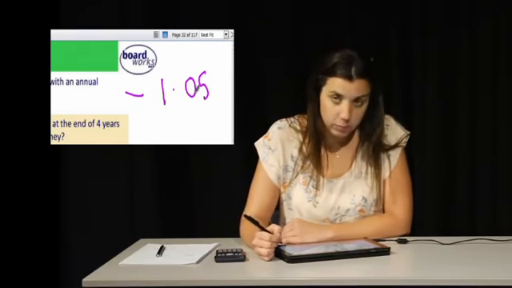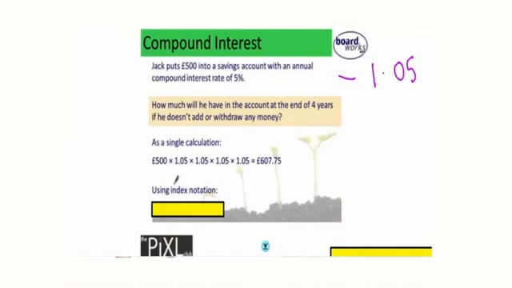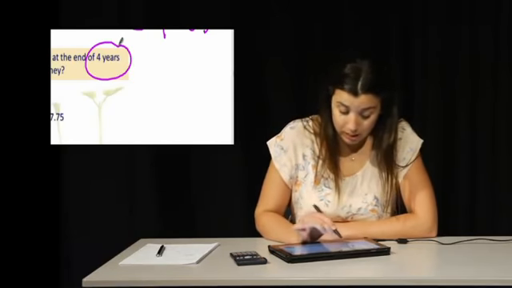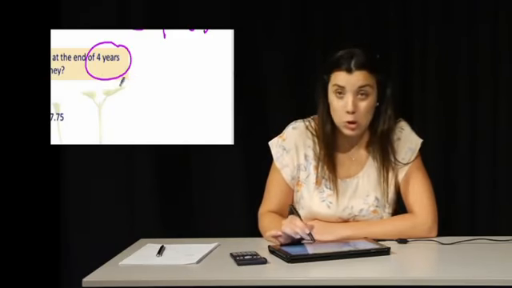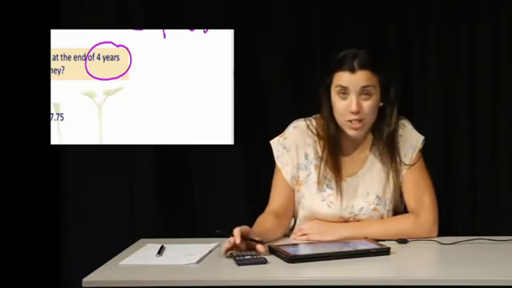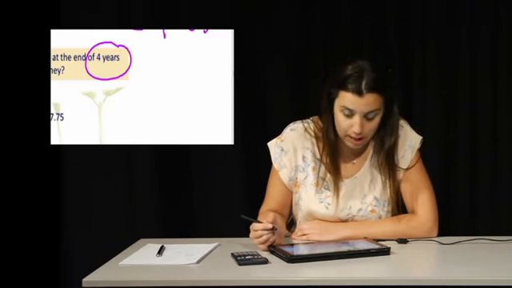There's two ways you can do this. First off, as a single calculation. So £500 is the original amount, multiplied by our multiplier, 1.05, 1, 2, 3, 4 times. That's because we're doing it for 4 years. So this is fine to type into your calculator, provided that this number of years is not too many. If this changes to 20 years or 30 years, for example, you would have to type in 30 times 1.05, which is just not practical.